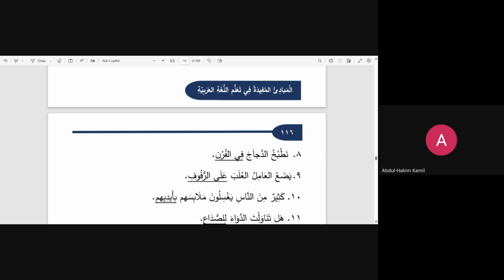So what does this mean? يضع العامل العلب على الرفوف. What does that mean, ya Harun? Oh, again, slow down. يضع العامل. The worker. The worker. On the shelves. So when we said يضع العامل العلب, it's not complete. Right. The worker put the cans where?